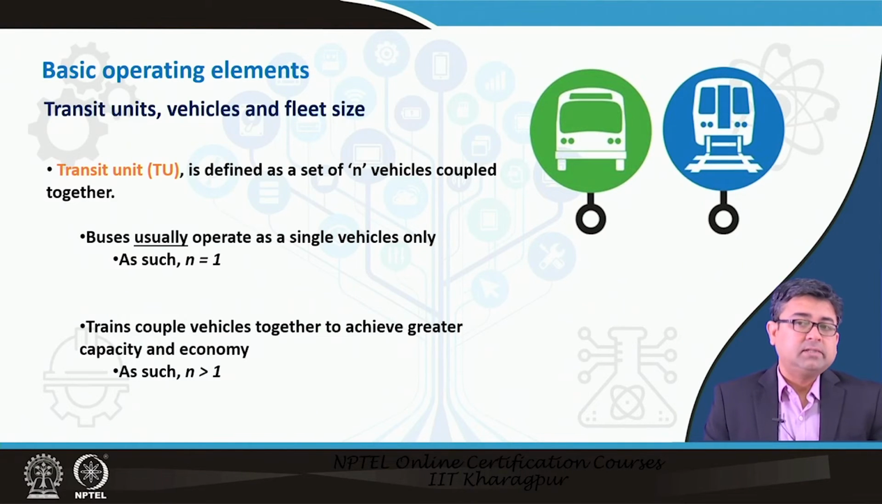Now, there are newer buses called articulated buses that may have two coaches combined with each other. In that case n would be equal to 2. That is why we have underlined that buses usually operate as single vehicles. Nowadays, we have newer buses that may have two coaches.